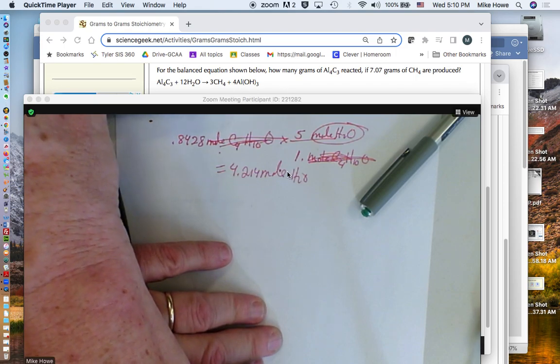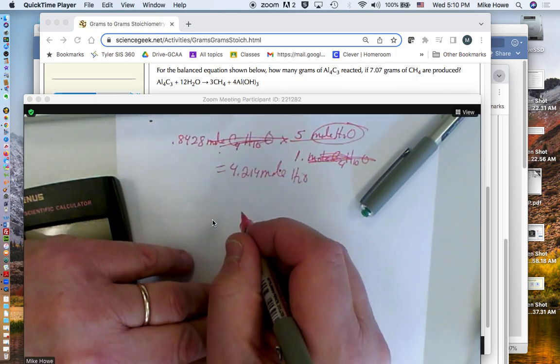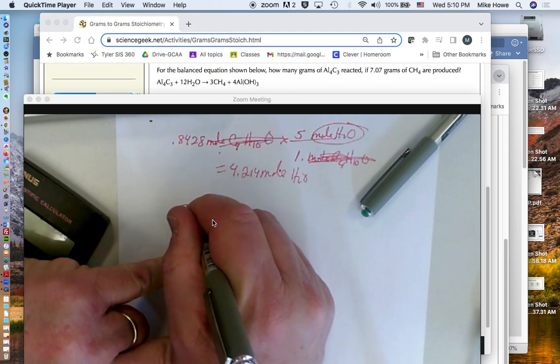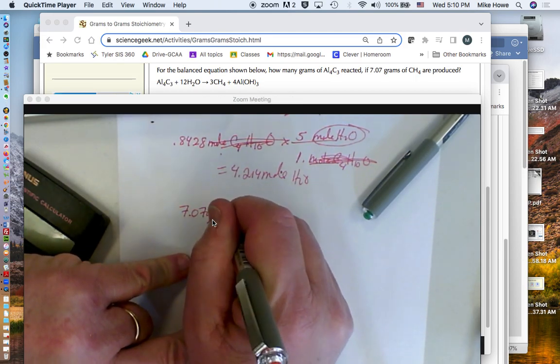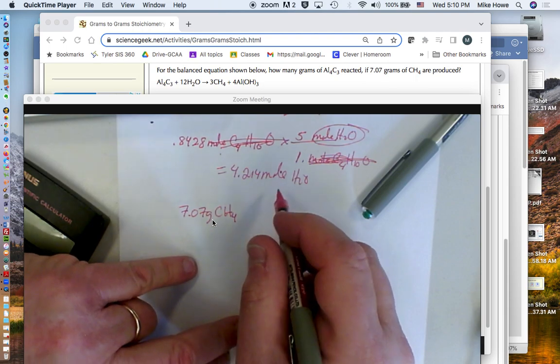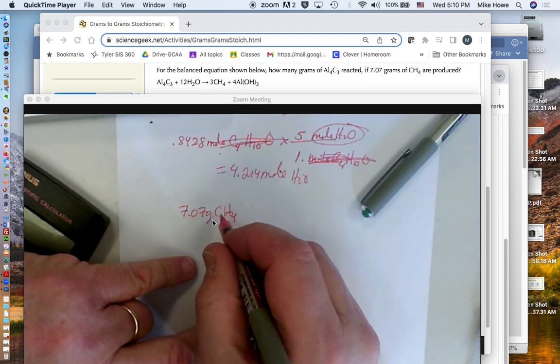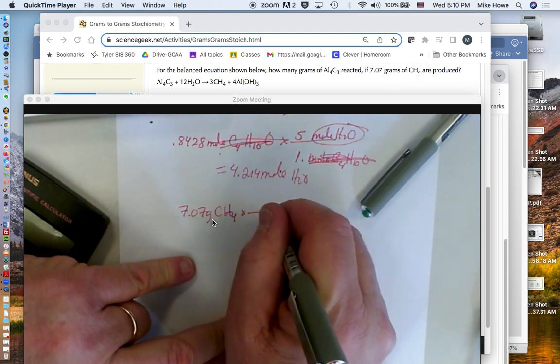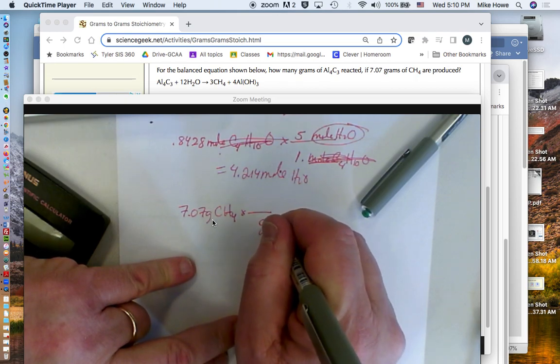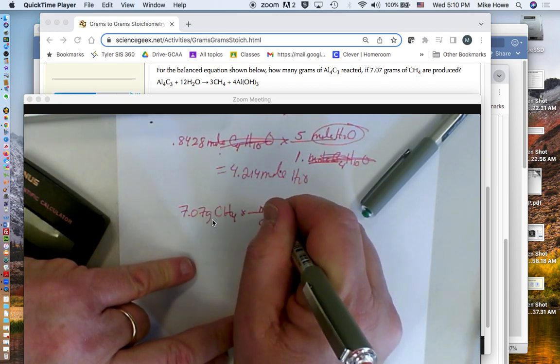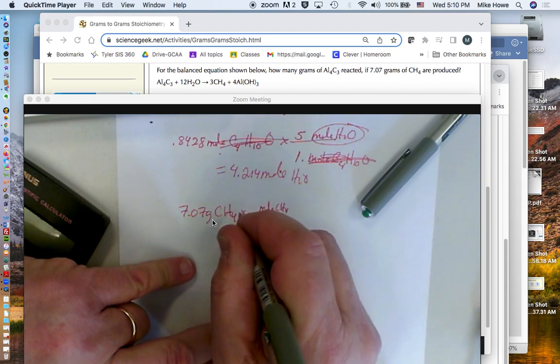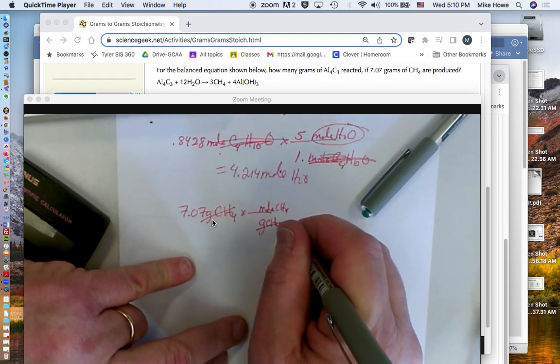All right, so we're going to take our 7.07 grams of CH4, and we're going to change that to moles because we can't use the mole ratio until it's in moles. So put grams of CH4 on the bottom, put moles of CH4 on the top, because we're changing to moles and we know that whatever's there has to go there.